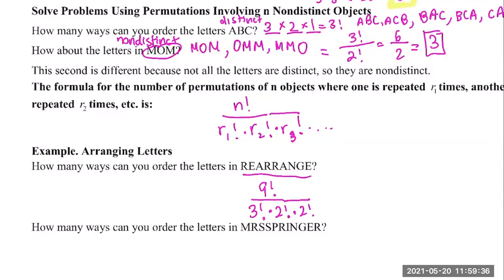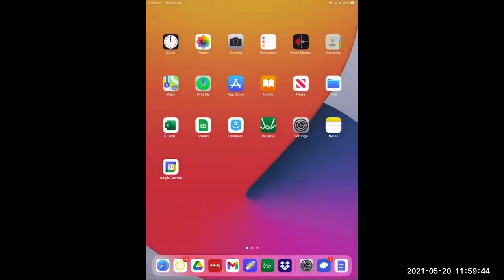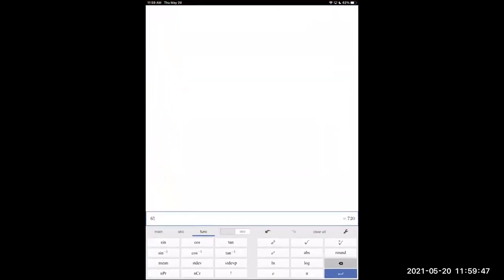And so let's do that on the calculator. It's 9 factorial divided by 3 factorial times 2 factorial times 2 factorial. Go ahead and see if you can do that on Desmos. So go to Desmos.